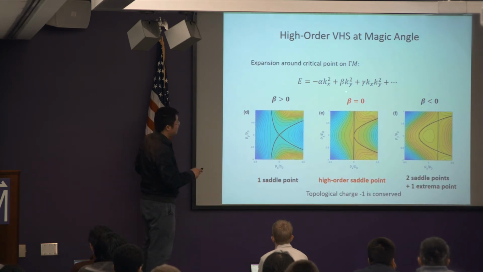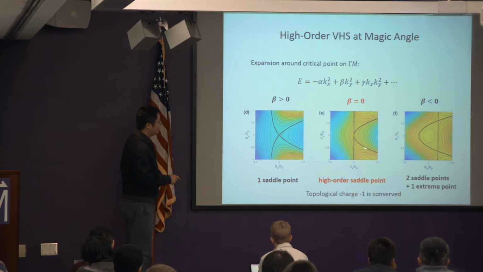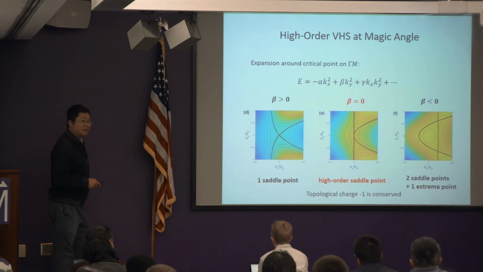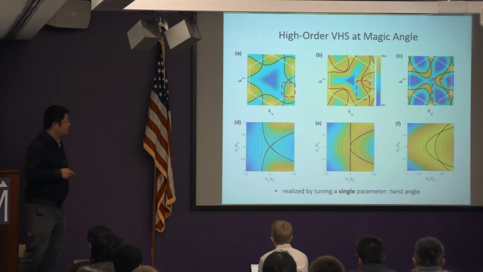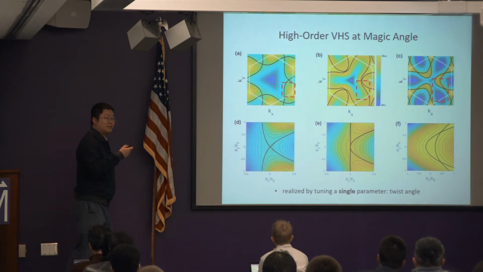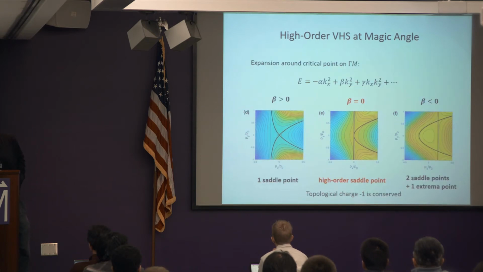Right at beta equals 0, what we see is that the dispersion is very interesting. You have 2 Fermi contours that touch each other tangentially, right? So this again leads to a high order Van Hove singularity. It's defined by a dispersion which involves high order terms as the lowest order term. So we can infer this behavior purely from just this polynomial, right?